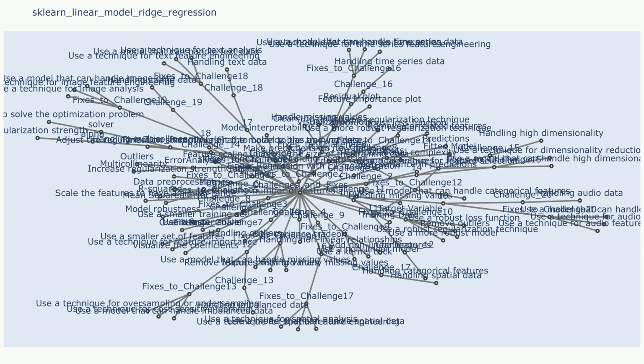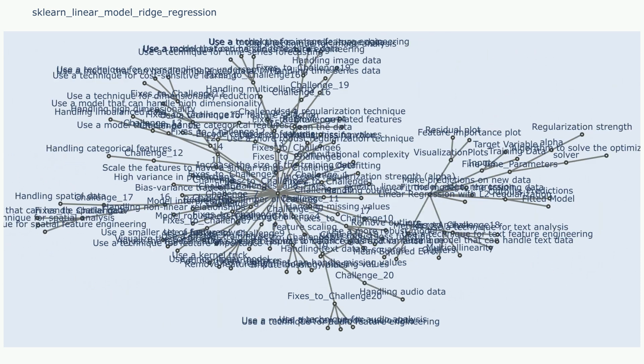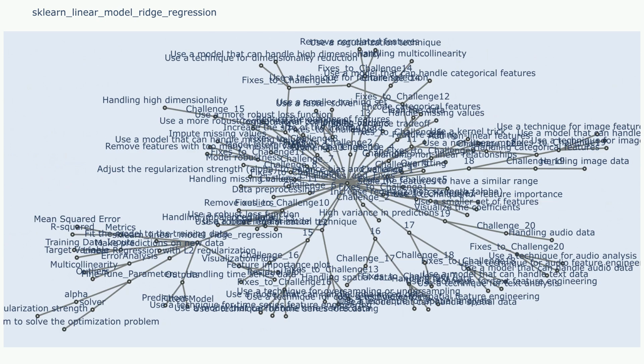Metrics. Mean squared error, MSE, a measure of the average squared difference between the predicted values and the actual values. R squared, a measure of the proportion of variance in the target variable that is explained by the predictor variables. Mean absolute error, MAE, a measure of the average absolute difference between the predicted values and the actual values.